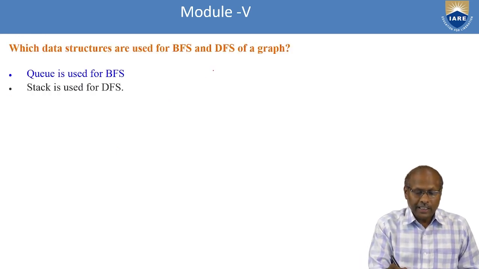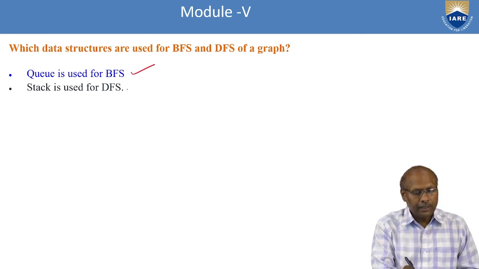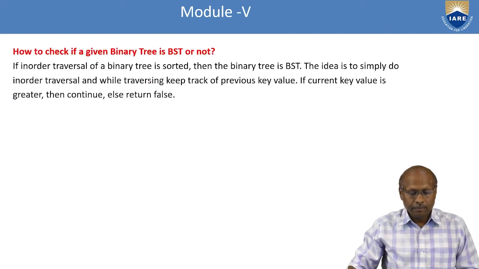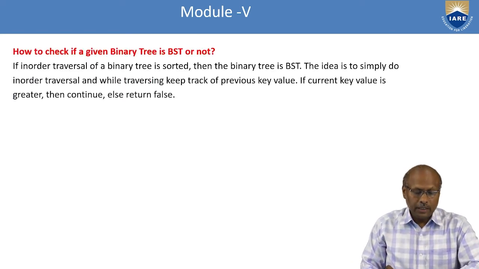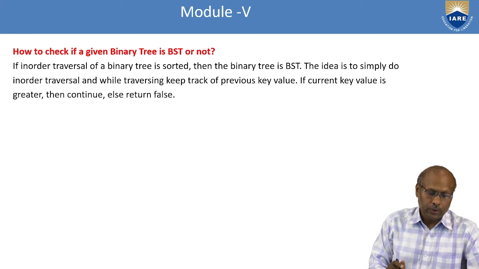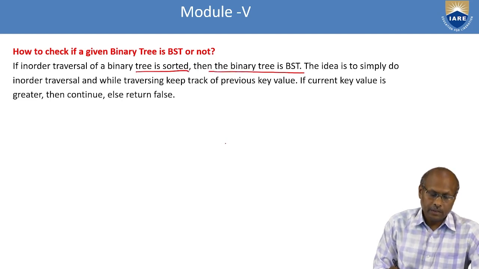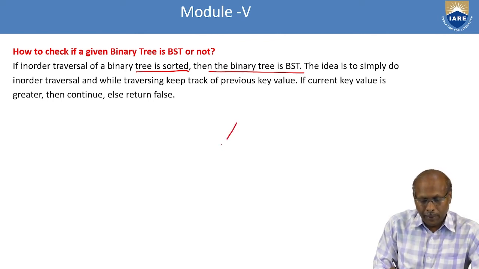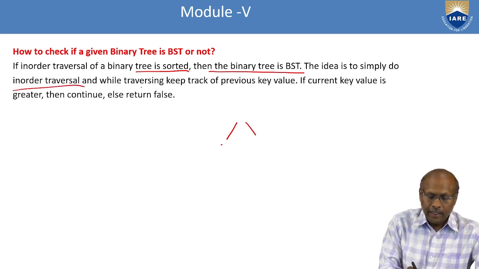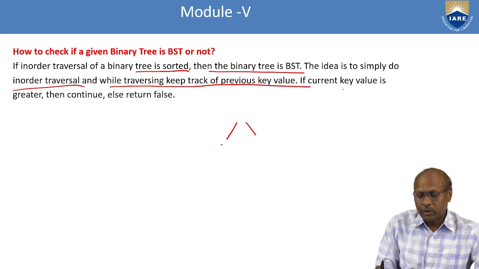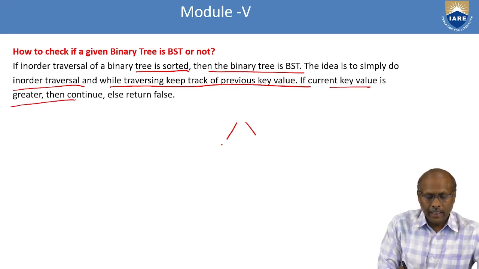Next, which data structure is used for BFS and DFS? The answer is queue for BFS and stack for DFS. And how to check whether a given binary tree is a BST or not? If the inorder traversal of the binary tree is sorted, then the binary tree is a BST. So you have to check that the left data is always smaller than the parent and the right data is always greater than the parent. The idea is simply inorder traversal, and while traversing keep track of the previous key value. If the current key value is greater, then continue, else return false.